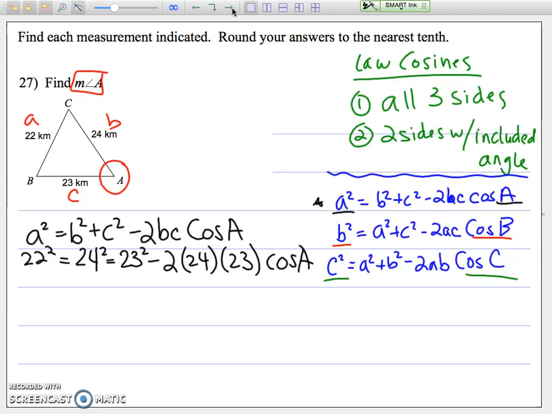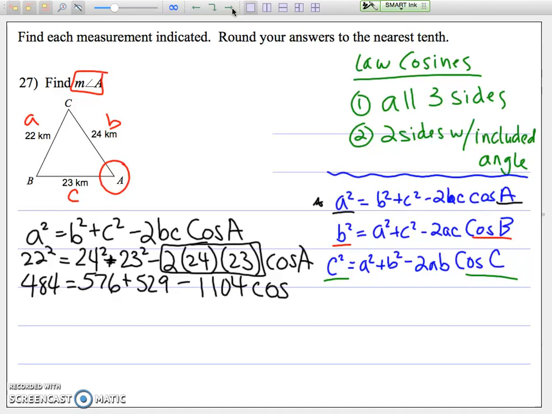So the first thing we're going to do is start solving it. So 22 squared is 484. 24 squared is 576. There should be a plus sign. 23 squared is 529. Minus 2 times 24, you can do this whole part right here. 2 times 24 times 23, that's 1,104 times the cosine of A.